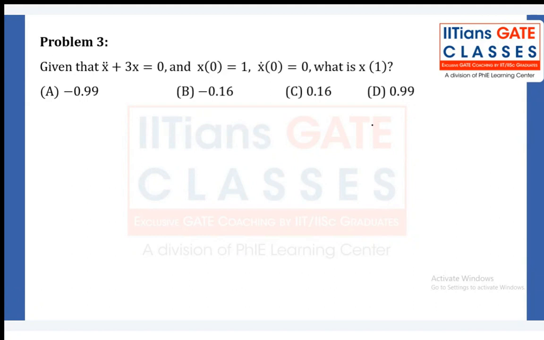So, guys, for this, basically x double dot plus 3x equal to 0. If you compare with the standard equation, then everybody knows what the omega n is. It is under root 3. Now, what is the equation? We get it like a cos omega n t plus b sine omega n t.